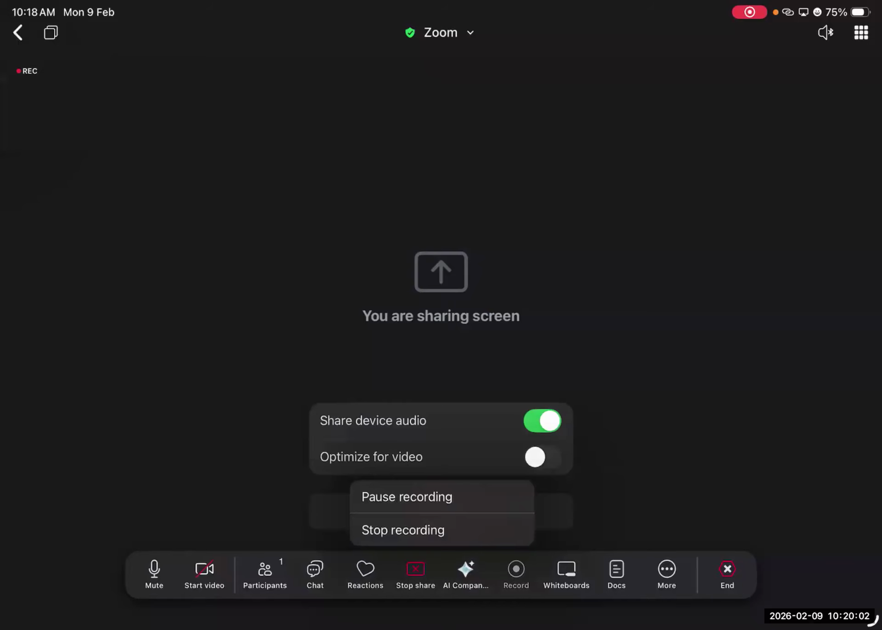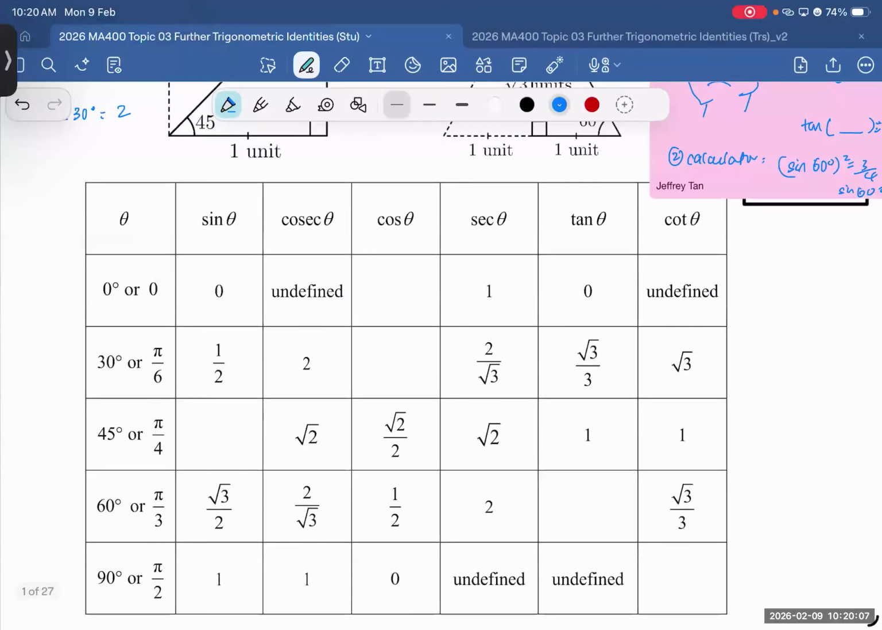Okay, so now I will come back to this. Now what is cosine theta? If secant theta is 1, cosine theta is also 1.